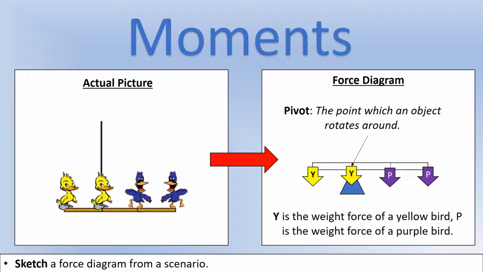So you can see there's the string that it's hanging on is the pivot, and this point will be stationary even if the object rotates. And Y I've put in is the weight force of the yellow bird, P is the weight force of the purple bird. So you can see I've put those in acting downwards.